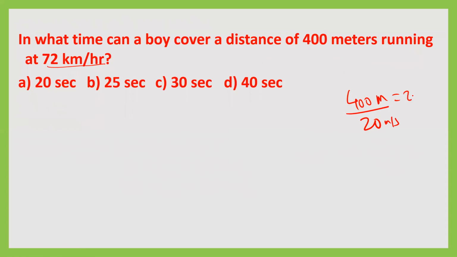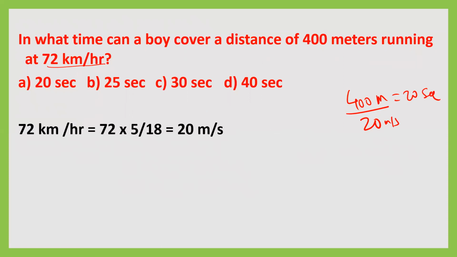Right? So if you solve, you'll be getting the answer as 20 seconds. Instead of doing this by multiplying 5 by 18, 20 meter per second, you can do it in your mind. If you understand 5 meter per second is equal to 18 kilometer per hour, 72 is 4 times of 18, so 4 times of 5 is 20 meter per second, and you can easily convert this and hence get the answer as 20 seconds. I hope you understand this concept.